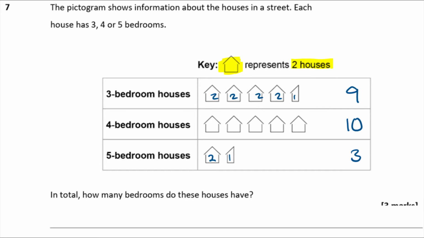So in total, how many bedrooms do all the houses have altogether? We just need to add all those up then now, don't we? So 9 plus 10 plus 3, that comes to 22. So that's my answer. 22 bedrooms.